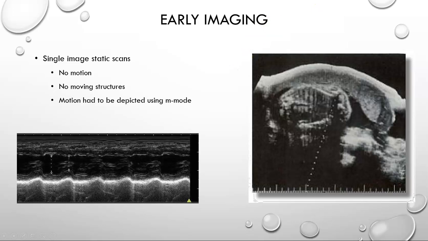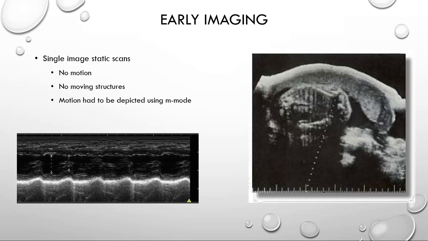So the early ultrasound imaging consisted of single image static scans. We called these B scanners, which I suppose is where B mode today comes from. But the B scanners created single grayscale images and nothing moved in it. This was not real time.